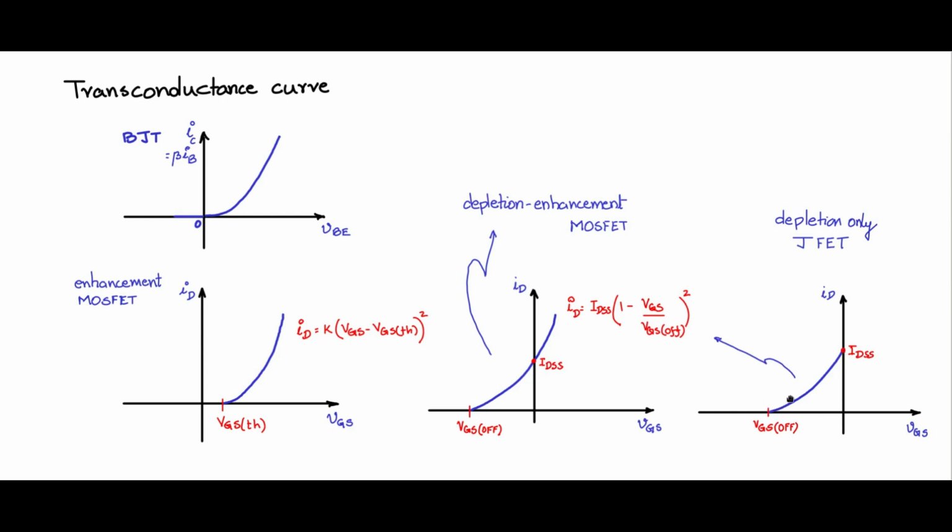The ID curve law is the same as the square law of a depletion enhancement MOSFET type. So this is how you distinguish between the various MOSFETs.